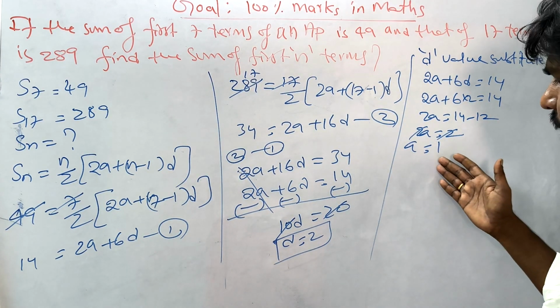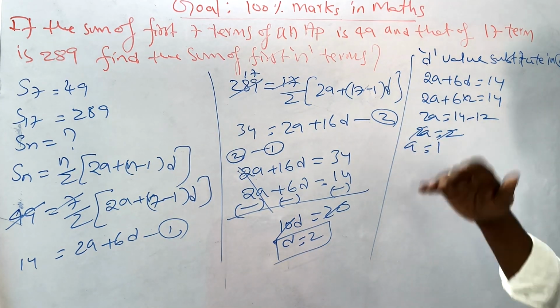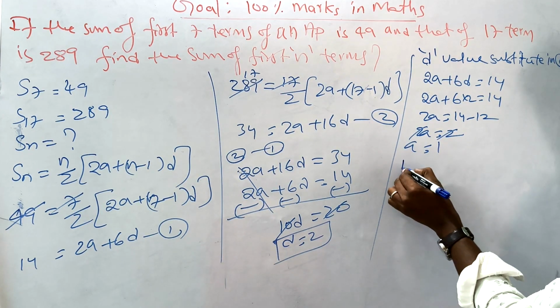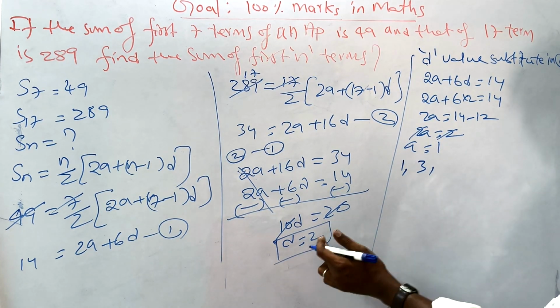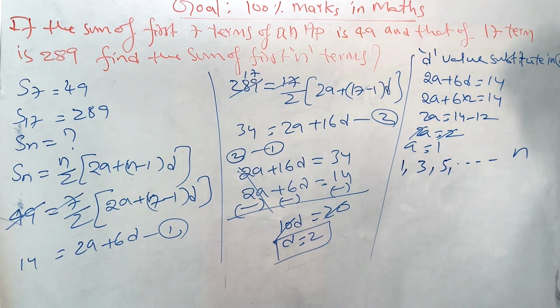Now you have the a value and you have the d value. Now you will get the AP. What is the AP then? Here 1, next we have to add 3. Yes or no? Why? Because the d value is 2, next is 5, and so on up to n terms you have to take. Clear?